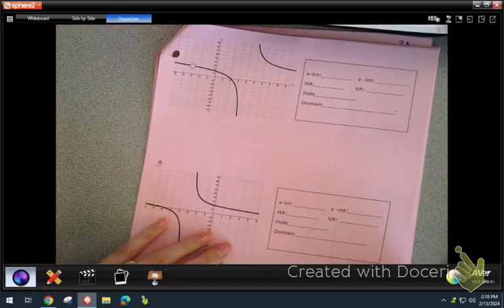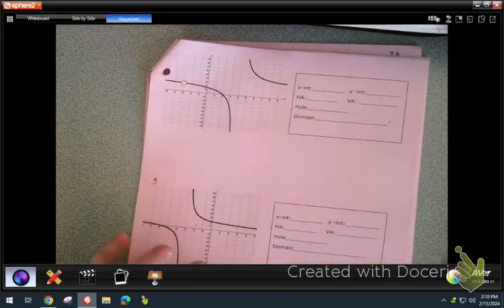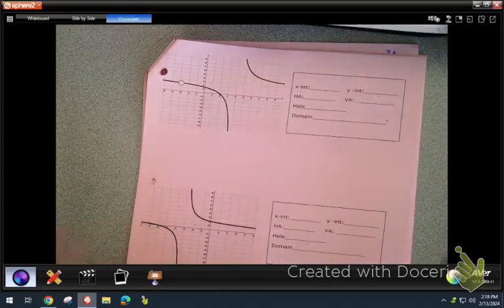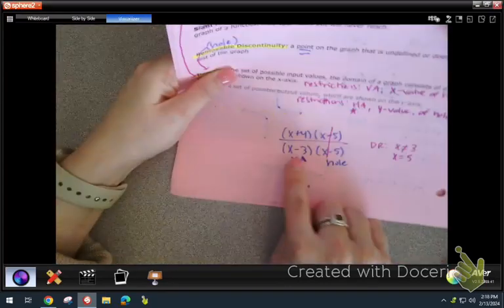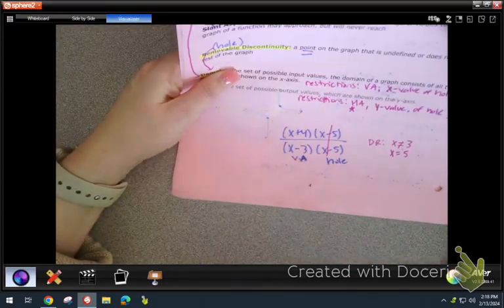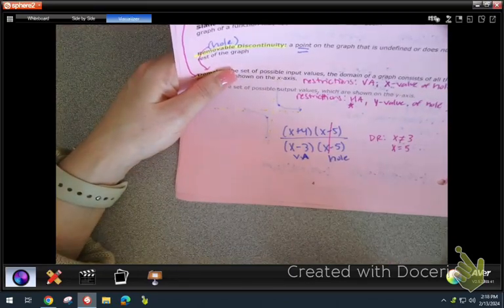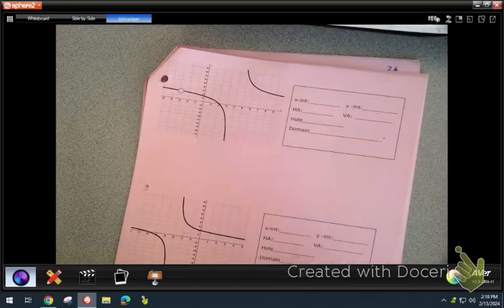Yes? Why do domain restrictions exist? Because you can't divide by 0. Functions are undefined when you divide by 0. So anything that's going to make a 0 happen in here is going to give you a problem. And it really depends on what's going on in the numerator, okay? So they can be pretty basic like this.